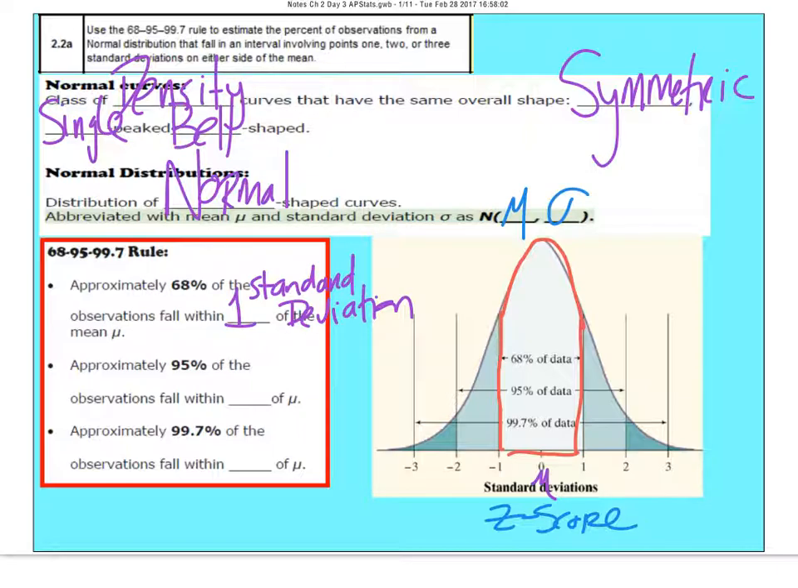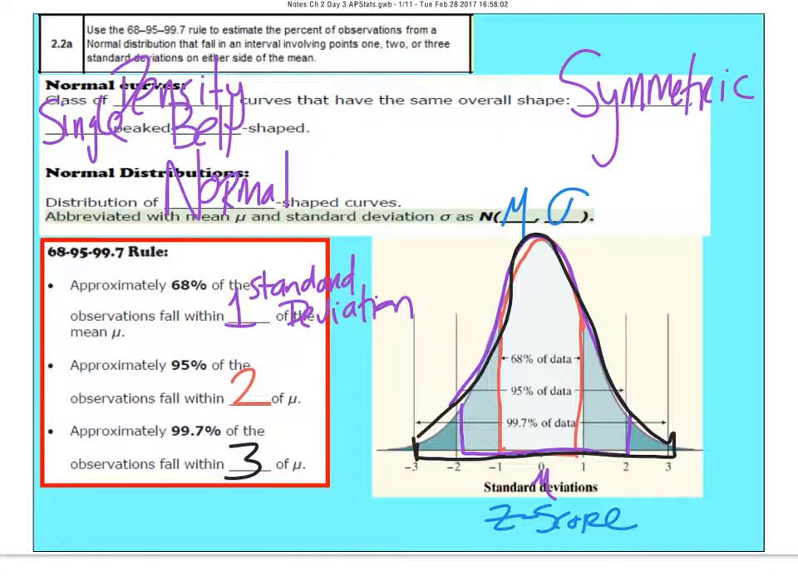Now, if we go 2 standard deviations of the mean, we're going to capture 95% of the data. So if we go from here all the way to here, that's a total of 95%. And the last one is 3 standard deviations from the mean, from this point all the way over, which is approximately 99.7% of the data, which means there's a little bit of data on both of these tail ends that we're not capturing.